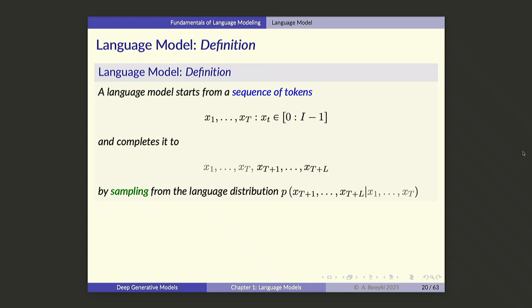A language model starts from a sequence of tokens, something like this, t different tokens in an incomplete sentence. And then it's going to complete this sequence by giving some extra tokens. And these tokens are sampled from the language distribution. Okay? Everybody's happy? Questions? If you have no question, I have one question.